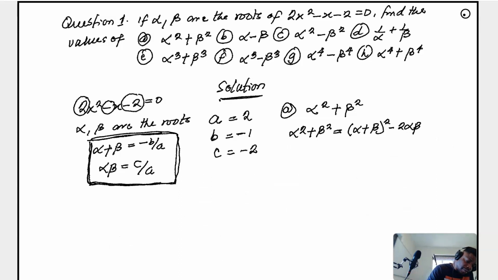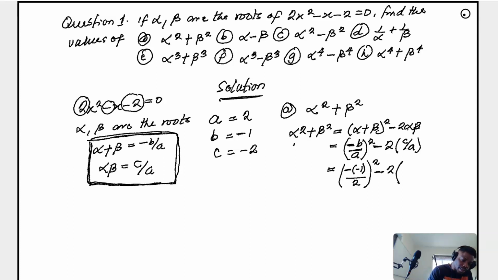So now we are putting our values in. We said alpha squared plus beta squared is equal to this. So what is alpha plus beta? Alpha plus beta is minus b over a, then we have squared, right? And this is minus 2 times alpha beta. What is alpha beta? Alpha beta is c over a. So now minus, what is b? b is minus 1, over a. What is a? 2. So this is squared.